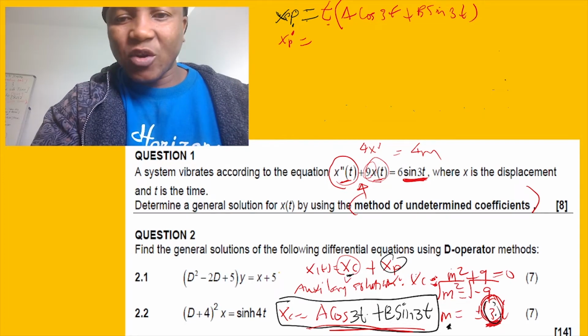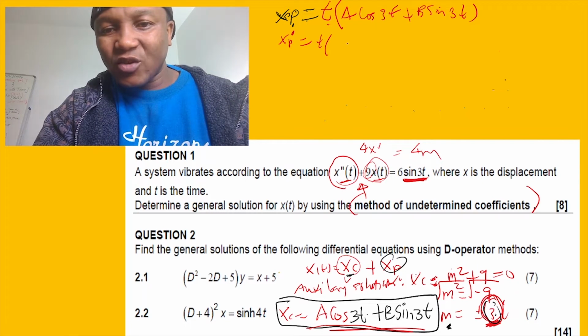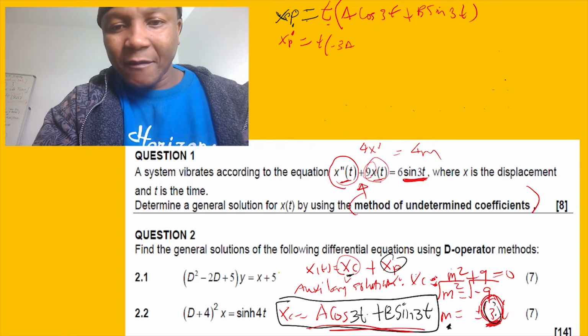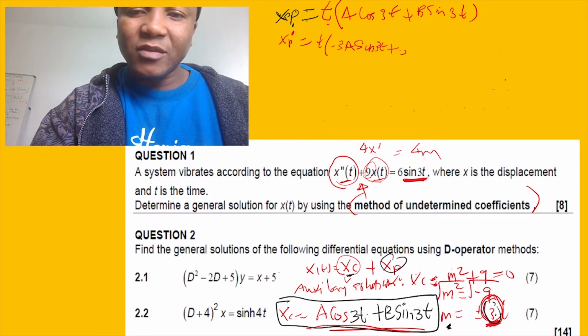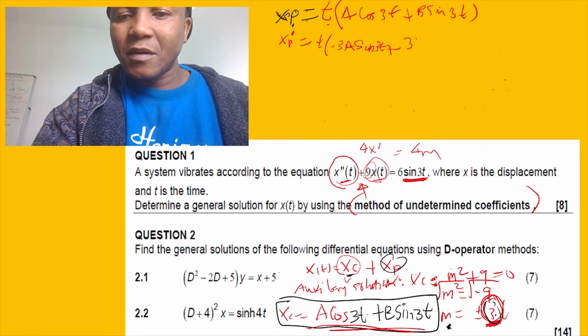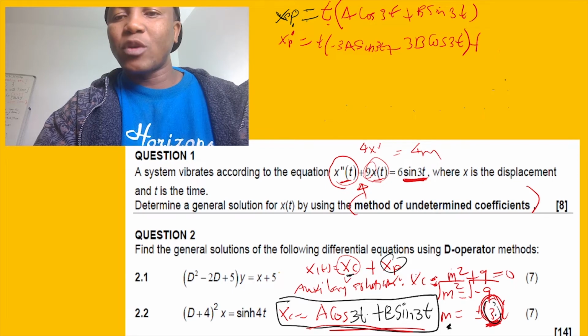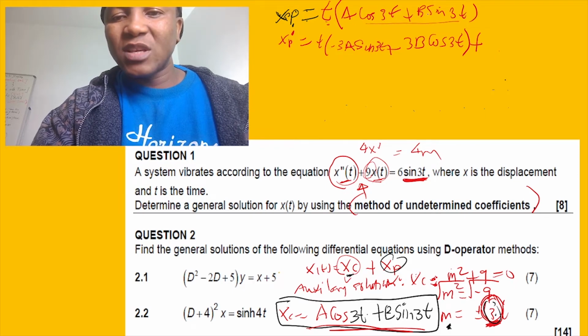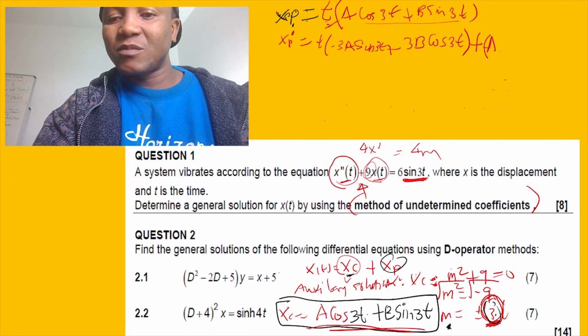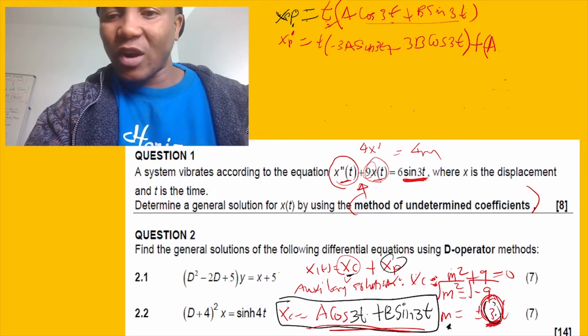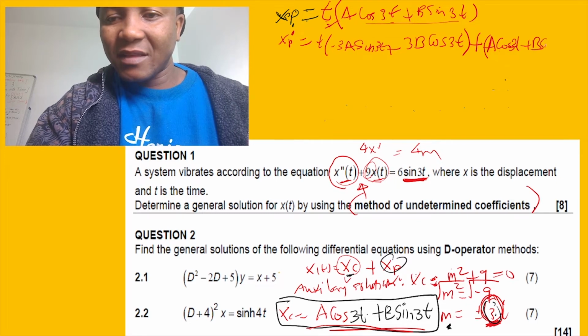So we know this is a product rule. Put this constant, and when you differentiate this one, the 3 is going to come to the front. It's going to be negative 3A sine 3t, and then plus 3B cos 3t. We add the product rule: now we put the t, and then this constant, and we differentiate. When you differentiate t, you get 1. So it's going to be A cos 3t plus B sine 3t.